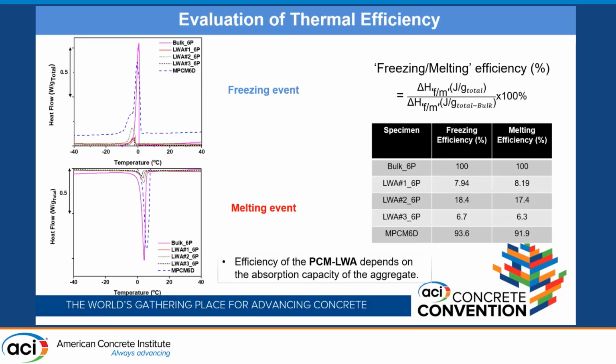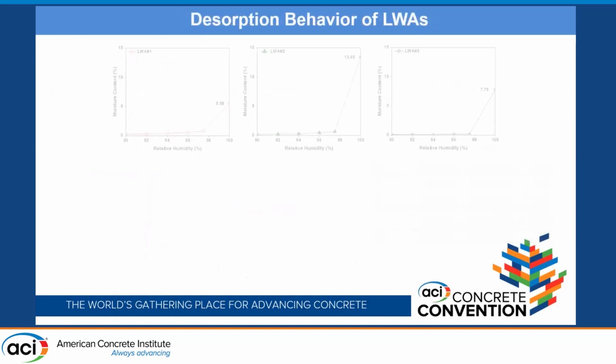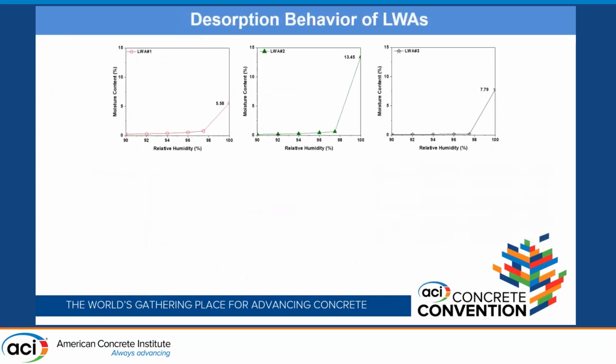It has pores, and we're putting the PCM inside those pores, right? So we can increase the amount of heat in the concrete pavement by just incorporating more lightweight aggregates. However, for other samples, that may not be possible. So in summary, we can say that the efficiency of the PCM lightweight aggregates depends on the absorption capacity of the aggregate. So let's look at the absorption capacity of the aggregates that we have selected for this investigation.